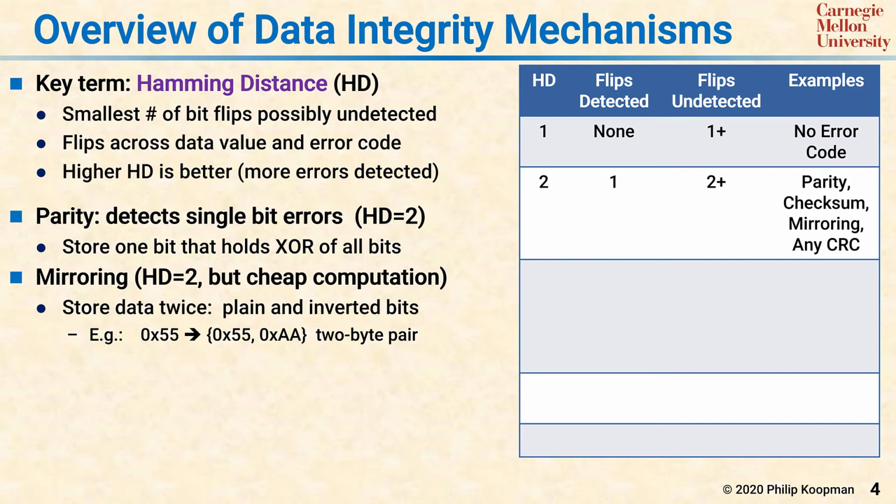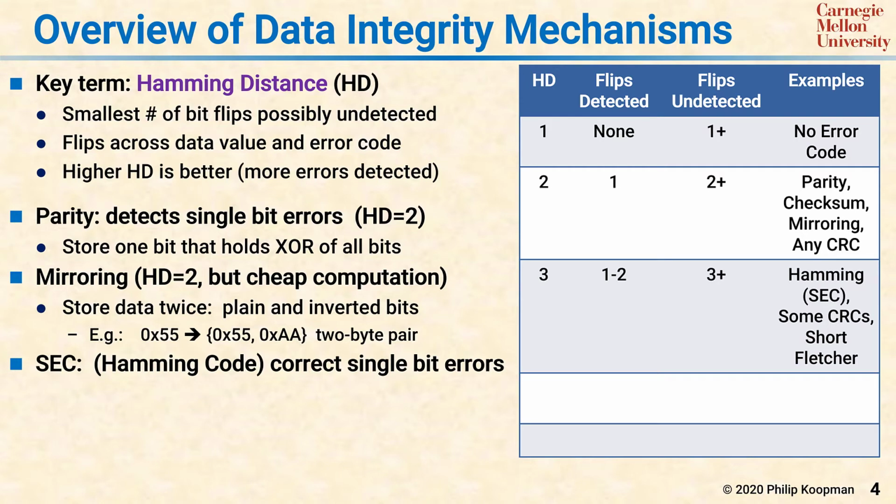We'll get to CRCs momentarily, but there are some situations in which a CRC is only able to provide HD equals 2 as well. If you want HD to be 3, then you typically use a Hamming code, which is single error correction codes to correct single bit errors, some CRCs, or short Fletcher checksum, and we'll get to Fletcher checksum in a moment. The idea at HD equals 3 is you have the ability to detect 1-bit errors and 2-bit errors, but you can spend the Hamming distance either to correct a single error or to detect both 1 and 2-bit errors. You cannot do both at the same time.